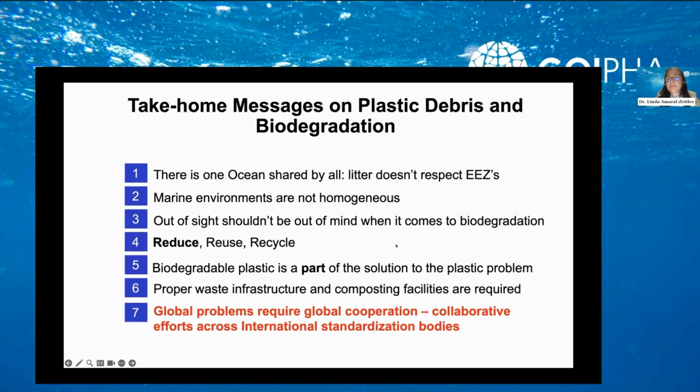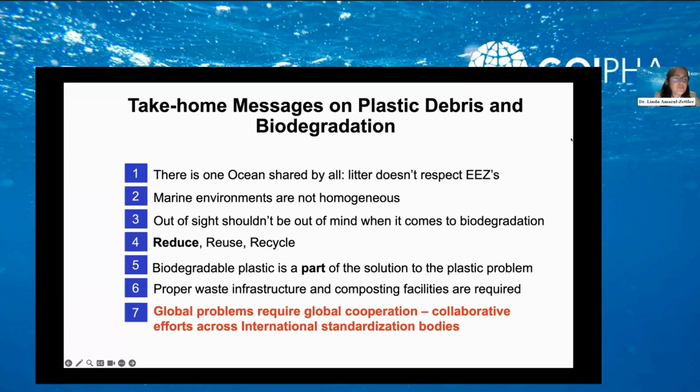So with that, I want to skip over to my take-home messages and emphasize that there is really one ocean. It's all connected and it's shared by all of us. And litter does not respect EEZs, exclusive economic zones. Marine environments are not homogeneous, and certainly out of sight shouldn't be out of mind when we think about biodegradation.